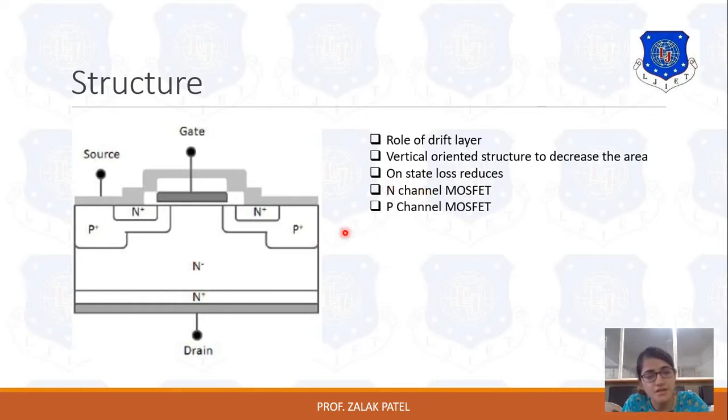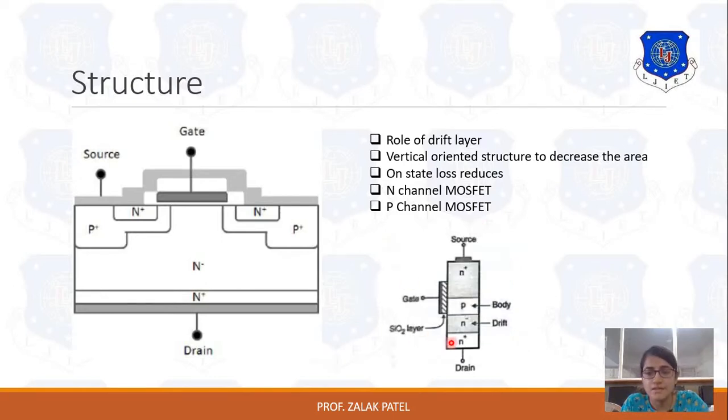The structure shown in this figure is for the N-channel MOSFET. You can also draw the same for the P-channel MOSFET, for which the opposite terminals should be drawn. This is the basic structure.